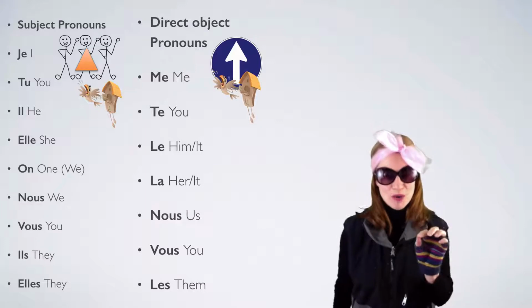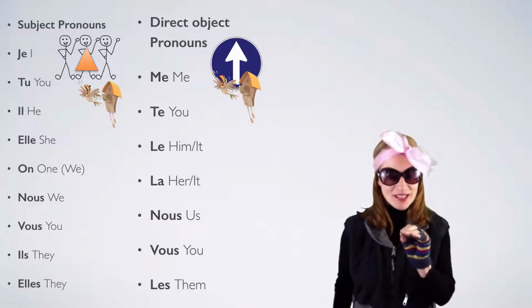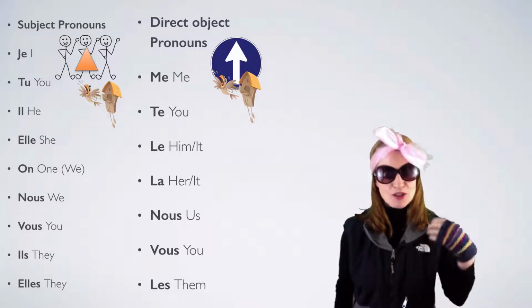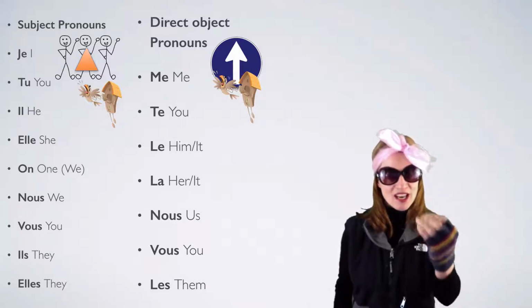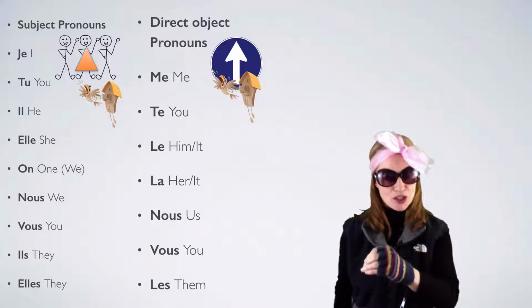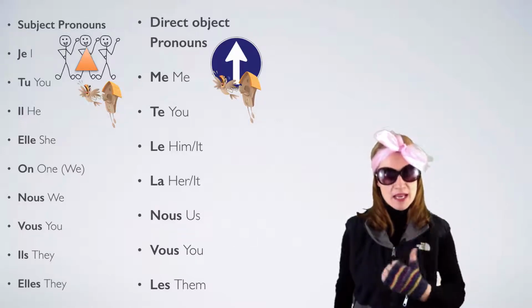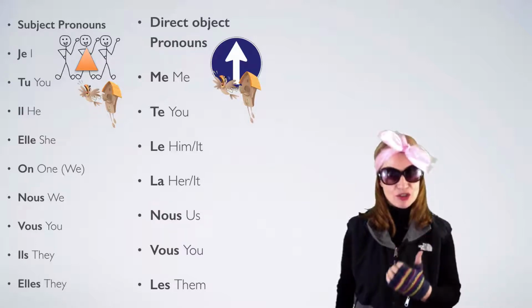Direct object pronouns. Objects have the action of the verb done to them. So subjects do the verb, objects have the action of the verb done to them. You don't say, do you see I? You say, do you see me? Me is being seen. It's having the action done to it.